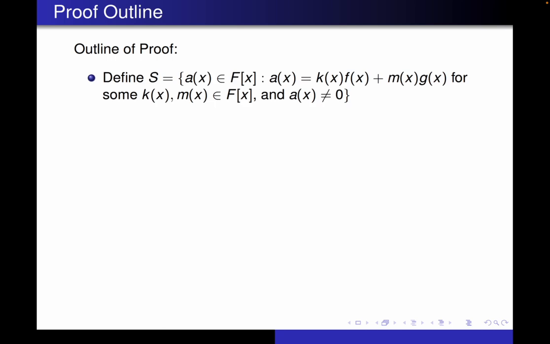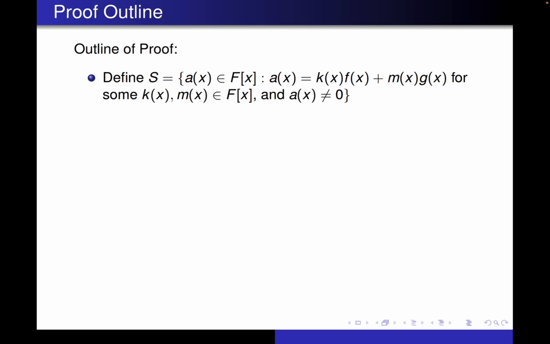So here's kind of an outline of the proof, what it's going to look like. We're first going to define our set of linear combinations. So we're going to define S to be the set of all polynomials a of x such that a of x is equal to k of x f of x plus m of x g of x for some polynomials k of x, m of x. And just like in the old days, we're going to exclude the zero polynomial.